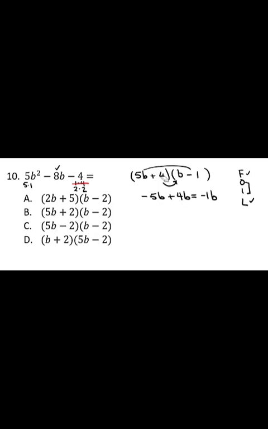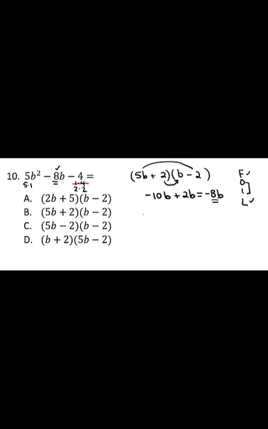So we're going to use 2 and 2. And then I'm going to multiply the outers and the inners again. That gives me negative 10b. 2 times b gives me positive 2b. Negative 10b plus 2b, you subtract and keep the sign of the bigger one. And that is the middle term.